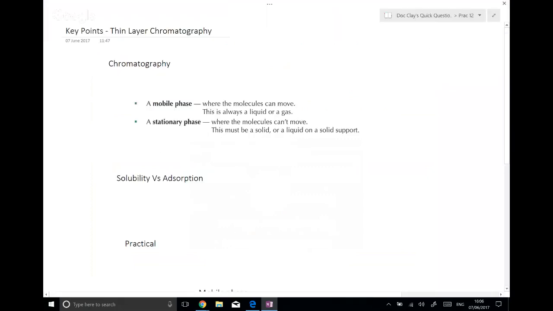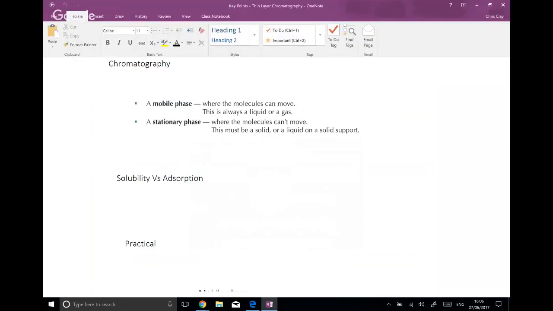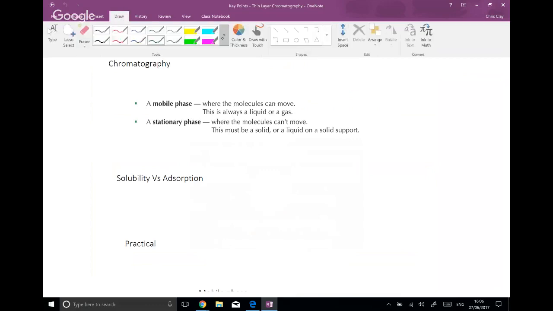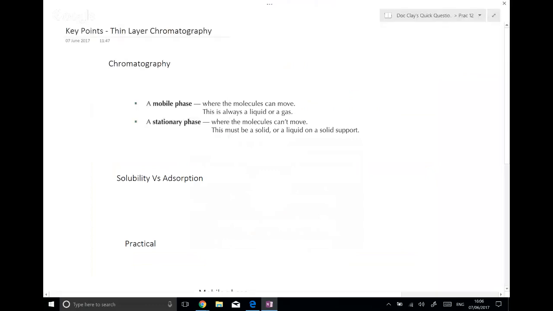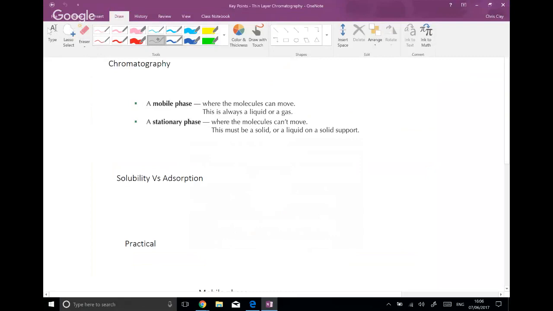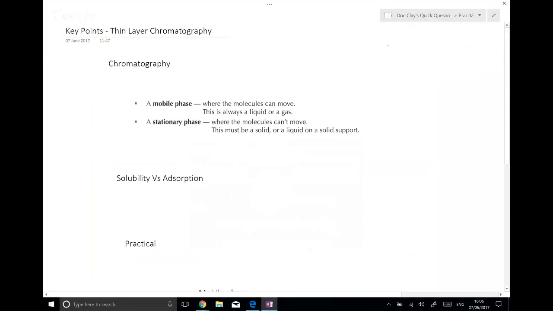Hopefully you've done this many times throughout your chemistry course over the coming years, or previous years. You may even have met it in biology and other subjects. It's quite simply a way of separating soluble substances or solutions.